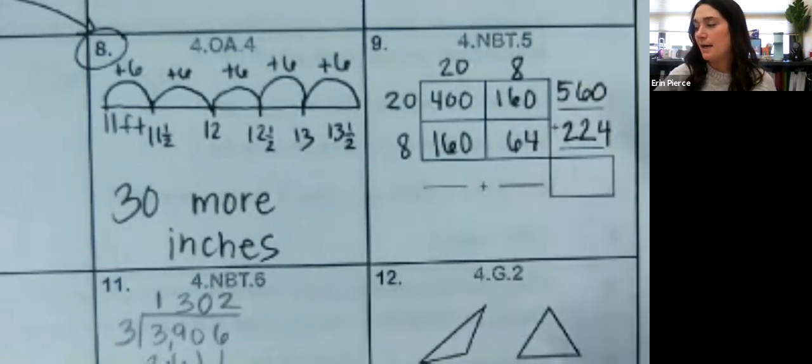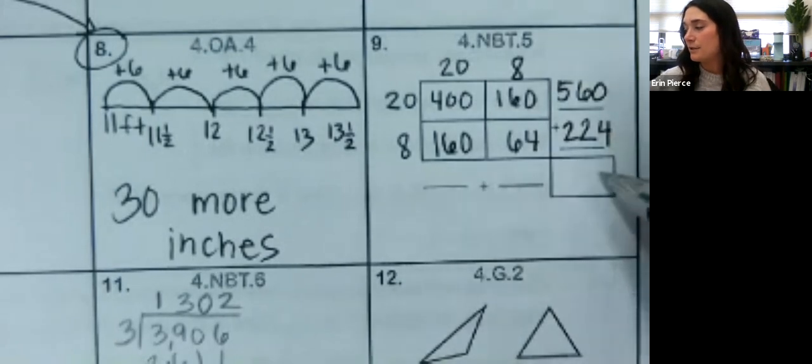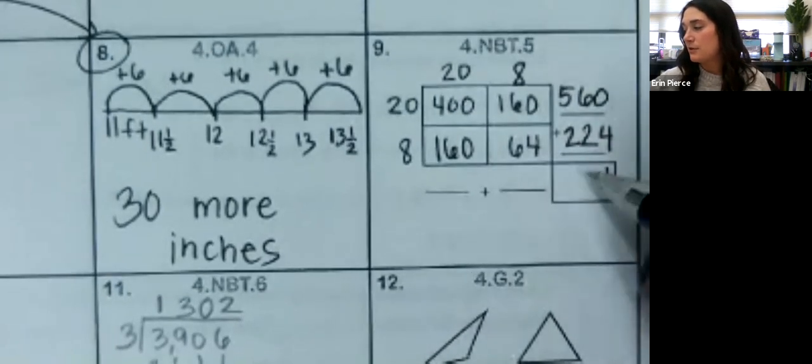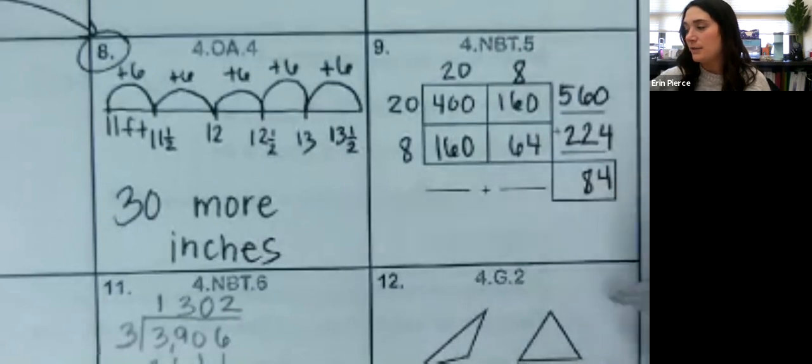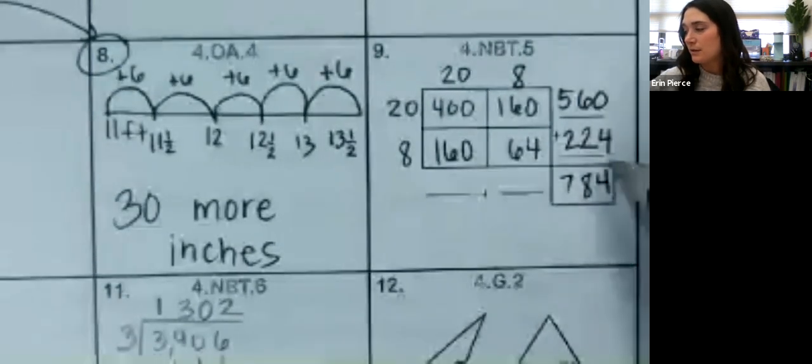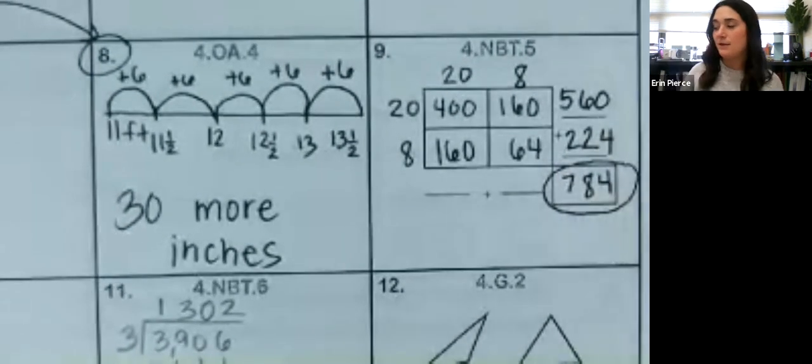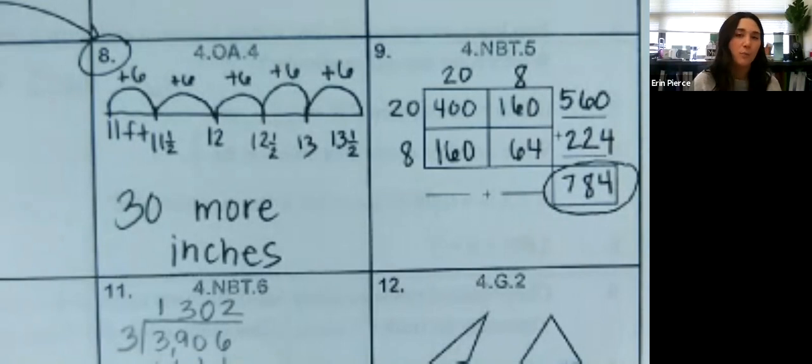All right, now I just add going down. 4 plus 0 is 4. 6 plus 2 is 8. 5 plus 2 is 7. Your answer is 784. I've done 1, 2, 3, 4. I'll do one more. Oh, Olive, last one.